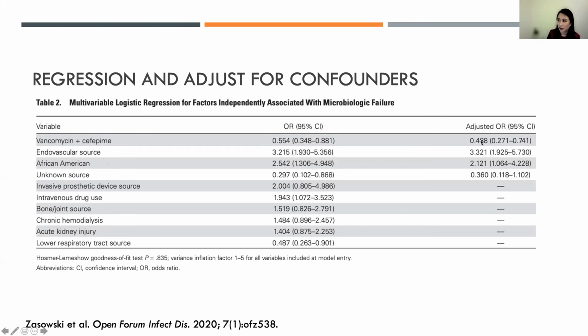The adjusted odds ratio is what we care about when we do the regression. In this case, it looks like the combination of vanco and cefepime, at least in this cohort, was significantly associated with a 50% decrease in microbiologic failure. So those who got vancomycin, 50% lower risk of experiencing microbiologic failure in this case. I think that was all I had for this slide. But again, a lot of information. I think the key is that this is enough information for you to be dangerous.